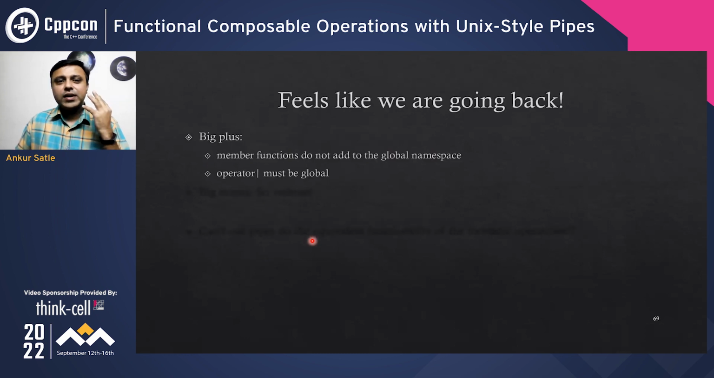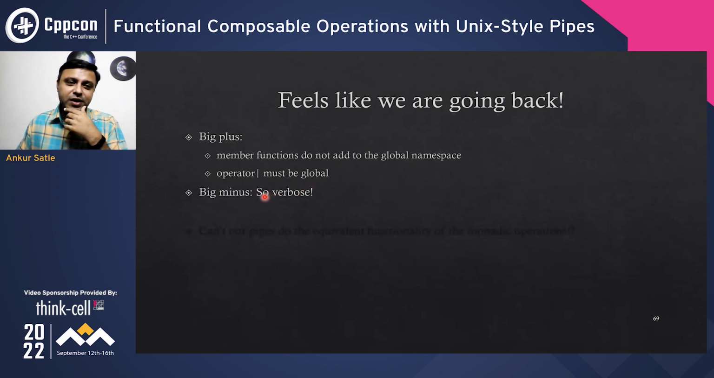And this is the reason why the world is loving these other programming languages, because they make it very easy to express things. But we have our controls and knobs in C++. Sorry, I had to add that for the love of the language. But anyway, it's a big plus. Member functions do not add to the global namespace. It's a very big plus. Operators instead had to be global, right? Our operator. But a big minus that it is so verbose.